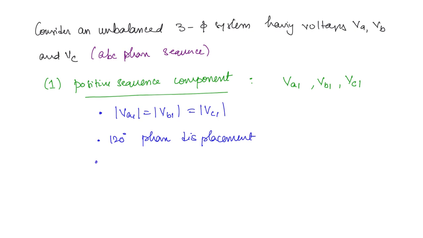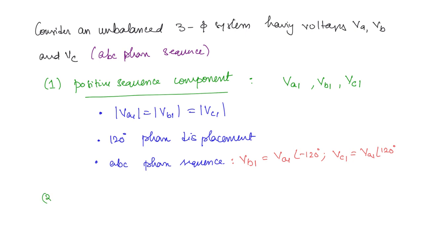We say it is a positive sequence because the phase sequence of these three is the same as the original sequence, which is ABC. This means that VB1 will be lagging the A phase by 120 degrees, and VC1 will be leading the phase A by 120 degrees, or you can say lagging VB1 by 120 degrees; both are the same thing. So this is the relation.